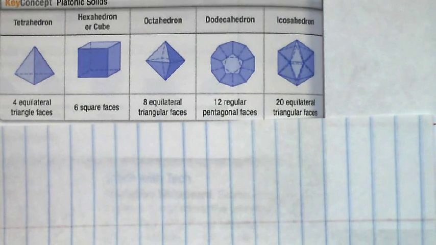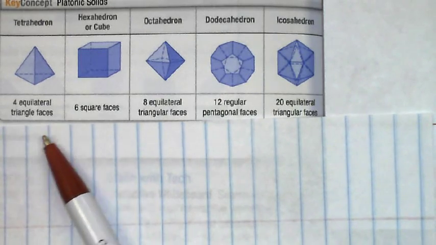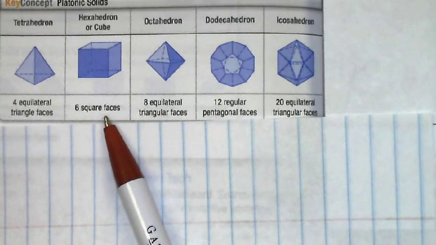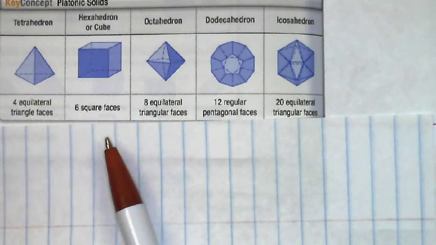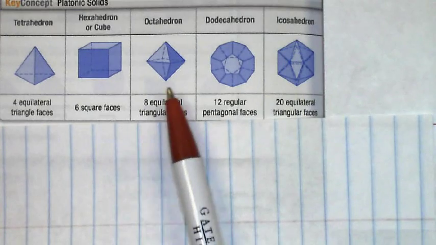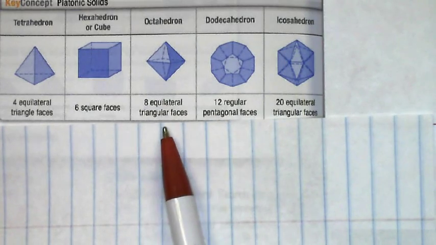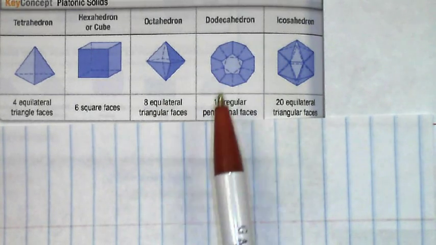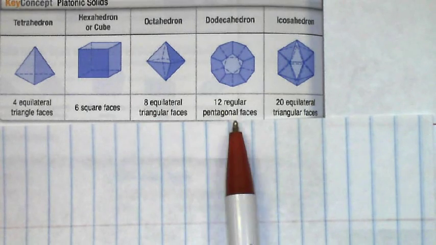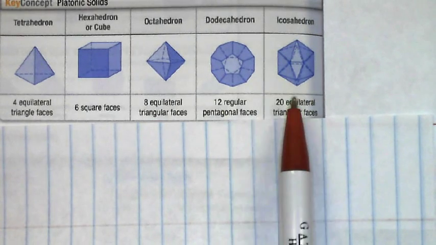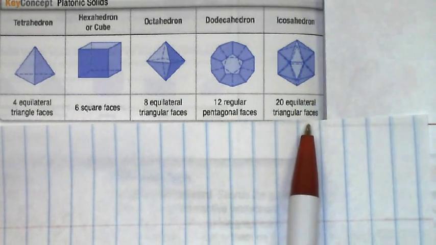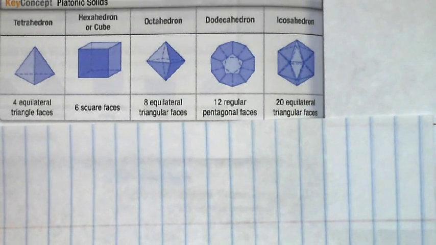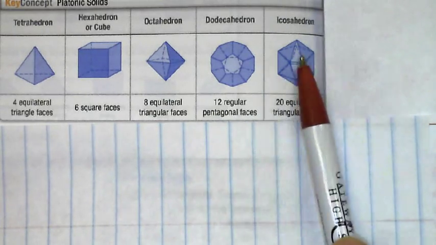So we have a tetrahedron with 4 equilateral triangle faces, a hexahedron or cube, which you probably know is a cube, with 6 square faces, an octahedron with 8 equilateral triangular faces, a dodecahedron with 12 regular pentagonal faces, and an icosahedron, which has 20 equilateral triangular faces. Don't worry, I am not going to ask you to draw these.